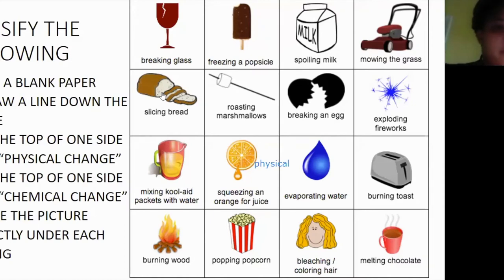The first one I have is a broken glass. Ms. Hune says that a broken glass is a physical change. That's awesome. The second one is freezing a popsicle. Would that be a physical or a chemical? Okay, it's going to be a physical change. Spoiling milk. I know it's a lot, but we have to go in order so that everyone can know what we're talking about. If milk is being spoiled, it is a chemical change. Good.